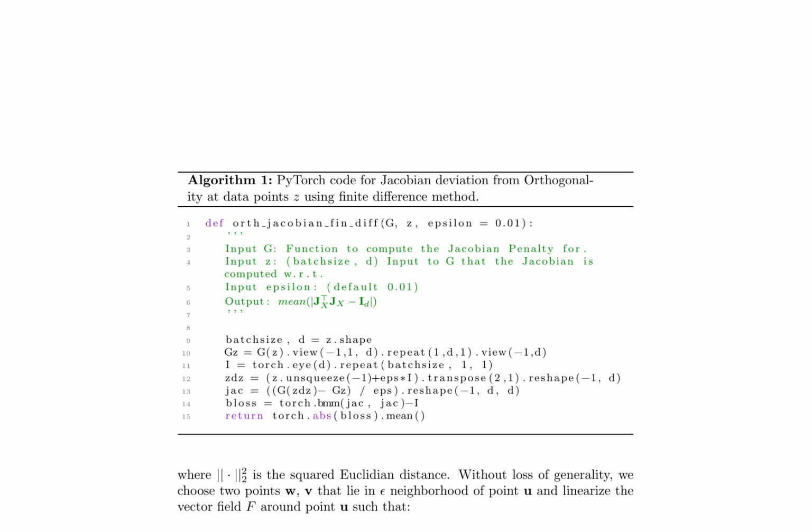The algorithm first computes the function g on the input z and creates an identity matrix I. Then, it perturbs each dimension of z by adding epsilon times the identity matrix to create a new set of points z_dz. The Jacobian matrix is approximated using finite differences, and the squared Euclidean distance between the Jacobian and the identity matrix is calculated. Finally, the mean of this distance is returned as the Jacobian penalty.